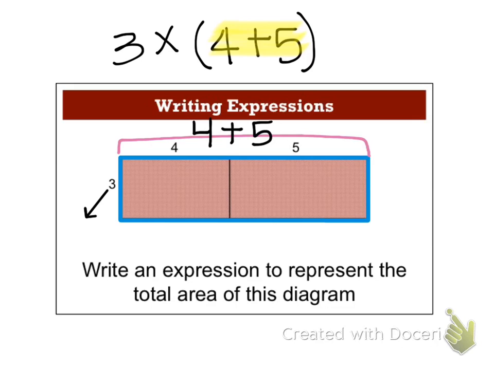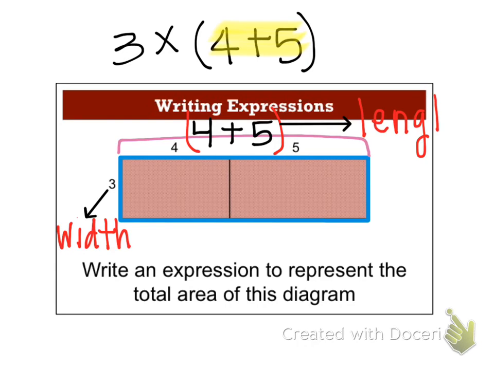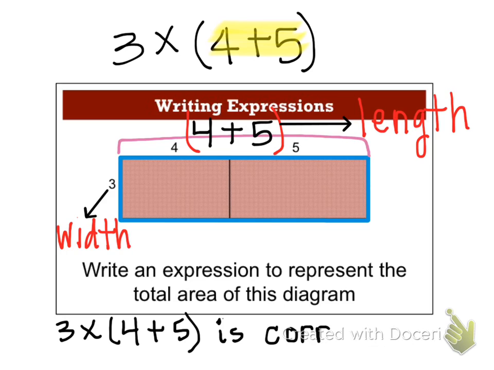Now, the side length of 3, we would consider that to be the width of the rectangle, but now the entire expression 4 plus 5, we can consider that as the length of the rectangle. And since we know that area is length times width, we would need to do the entire quantity of 4 plus 5 times the width, which is 3. So what that means is that 3 times the quantity 4 plus 5 is a correct choice for finding the area of this compound rectangle.